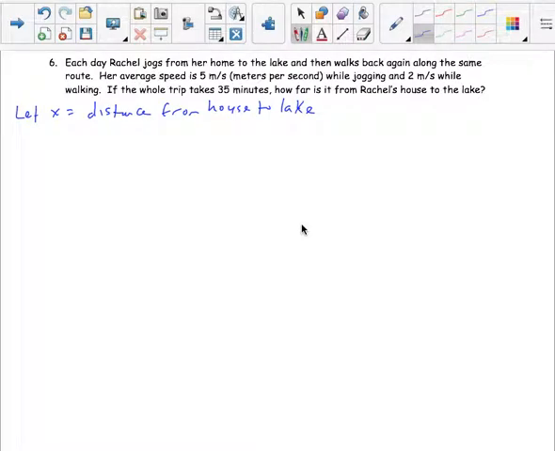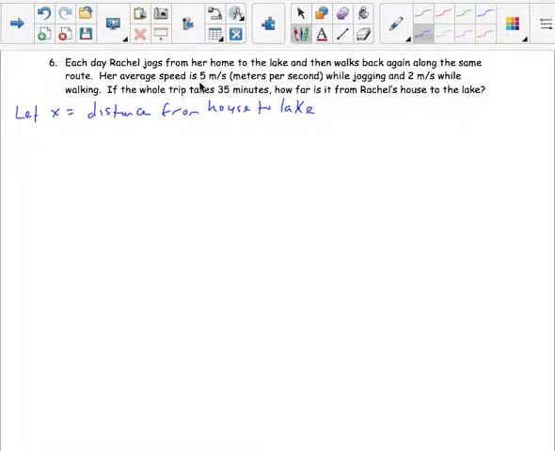Solution to problem number 6 from semester 1 review number 7. In this problem, we're told that Rachel jogs from her home to the lake and then walks back along the same route. So that means the distance from her house to the lake is equal to her distance from the lake to the house. I'm going to define that as x.